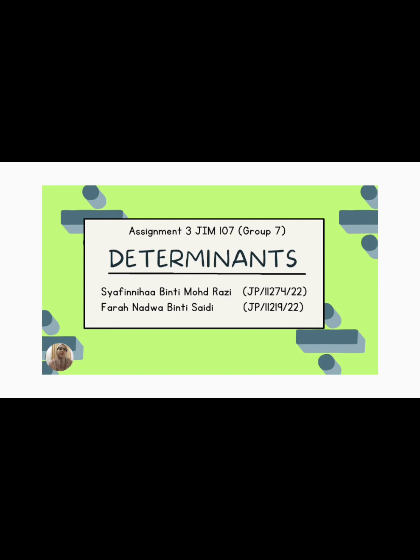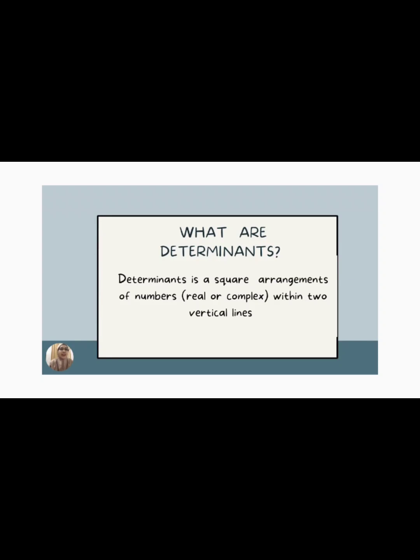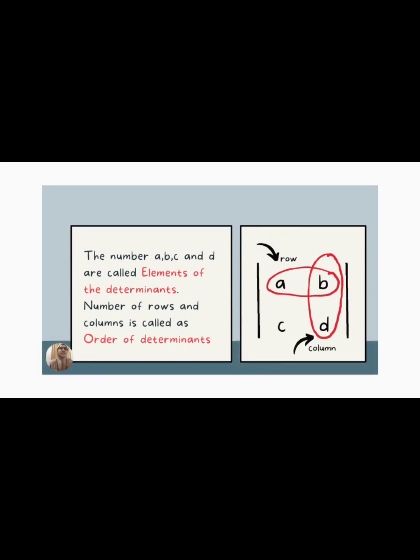Today our group is going to discuss determinants. So, what are determinants? A determinant is a square arrangement that consists of real or complex numbers within two vertical lines. Elements of the determinant are as shown in the slide, consisting of the elements A, B, C, and D. The rows and columns give the order of the determinant, where the row is on the horizontal line and the column is on the vertical line.